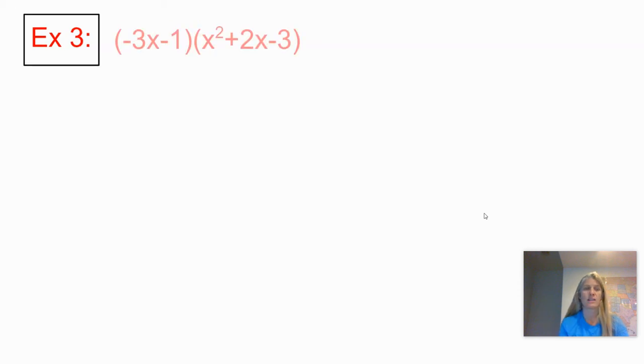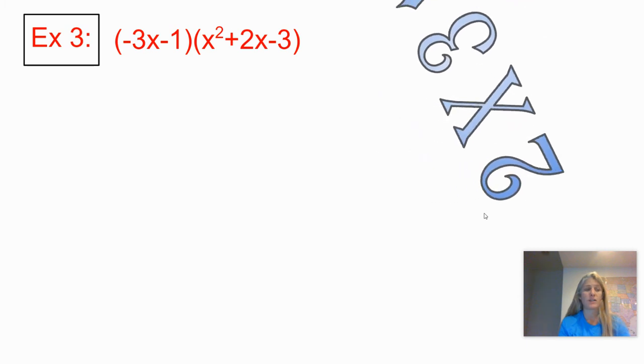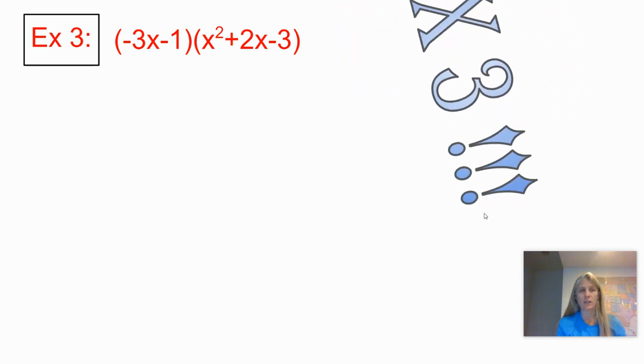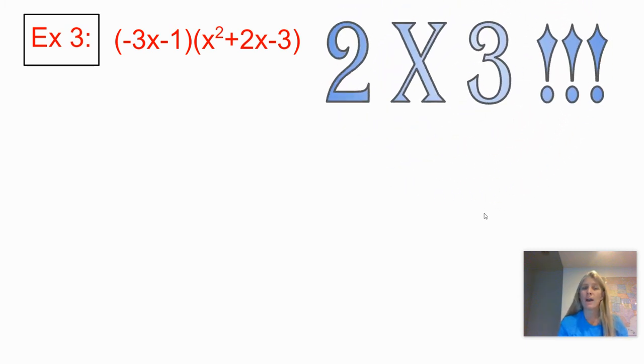Our last and third example is negative 3x minus 1 times the quantity x squared plus 2x minus 3. Now this is not a parabola. It's not a quadratic anymore. Quadratics are only 2 by 2s. So we are going to change up our generic rectangle. We have a 2 by 3. There's 2 terms in the first set of parentheses and 3 in the other.